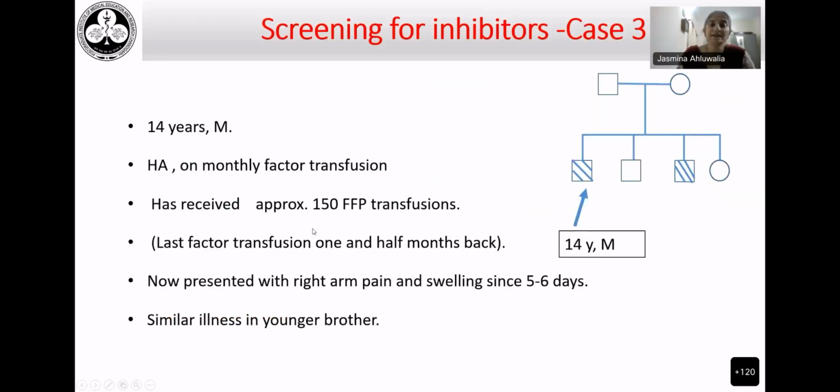Now let's look at the other use of the mixing study, which is to screen for inhibitors. A 14-year-old male who had hemophilia A and was on monthly factor transfusions reported to the hospital.